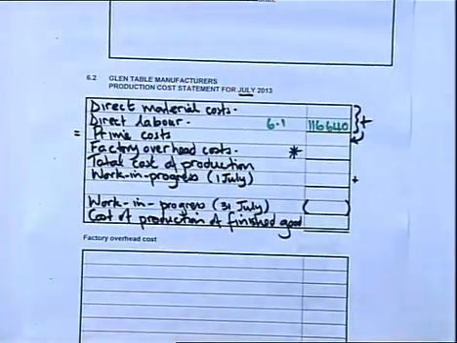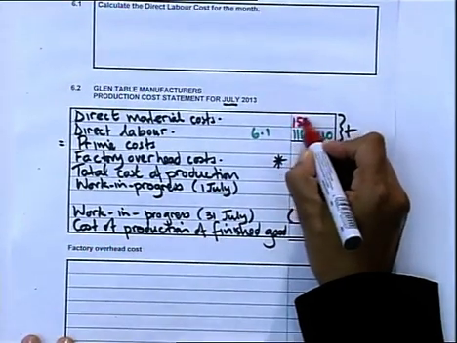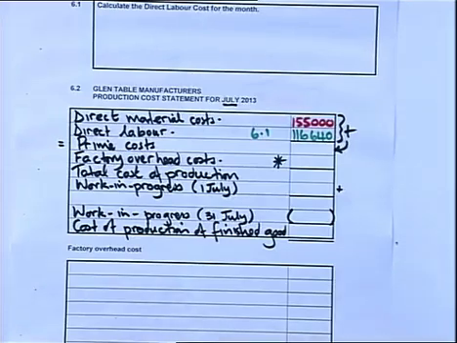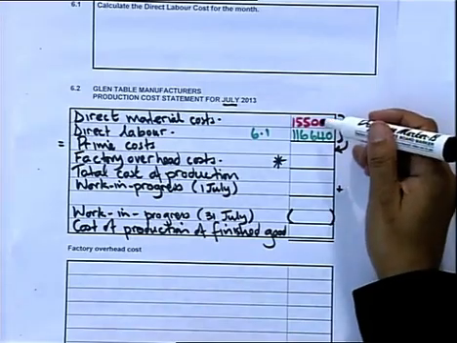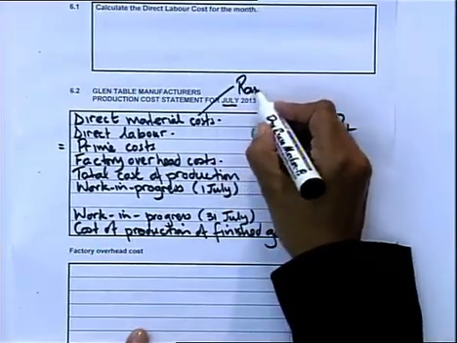155,000. I'm going to put in there 155. That is my raw materials. Okay, now I'm going to take my direct material costs, which is also known as raw materials. Don't get confused with terminology.